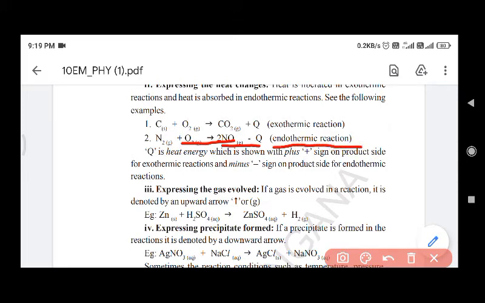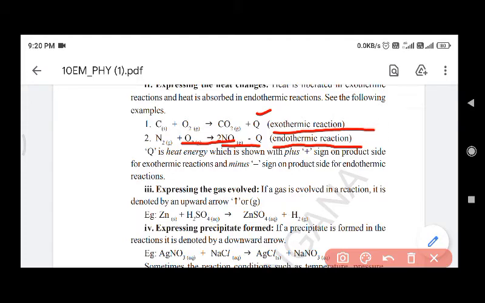Heat is entering into the reaction to progress the chemical reaction, so such reactions are called endothermic. In some cases, heat is liberated at the product side, and we represent it with plus Q. Exit means to come out, so in exothermic reactions heat is coming out during the chemical reaction, so such reactions we have to call exothermic reactions.